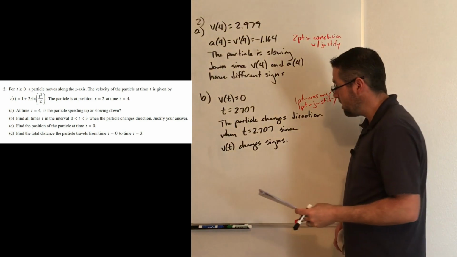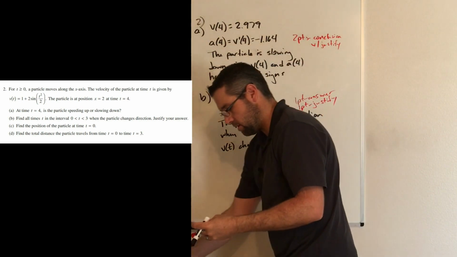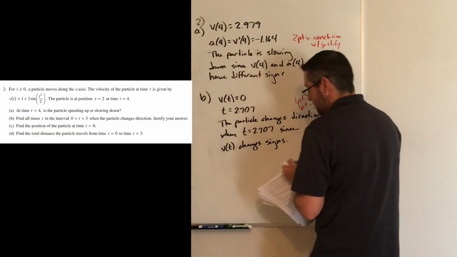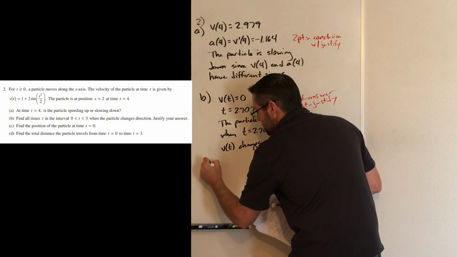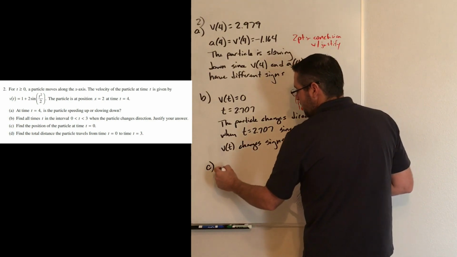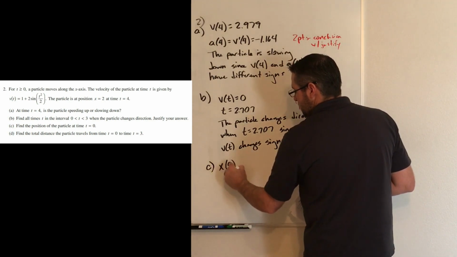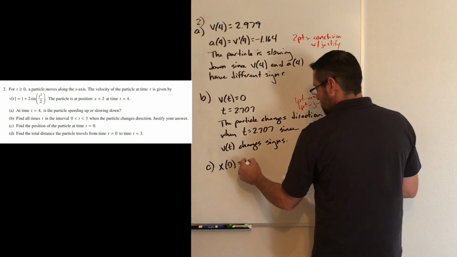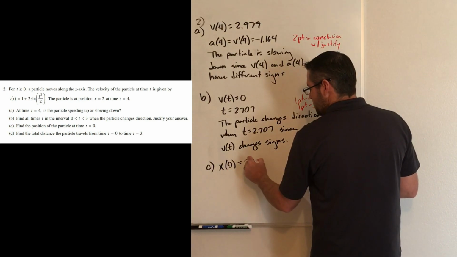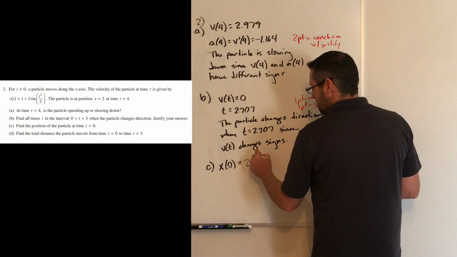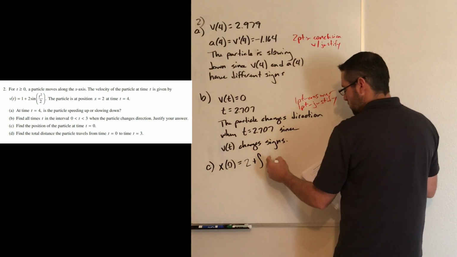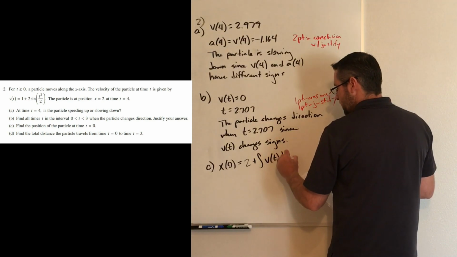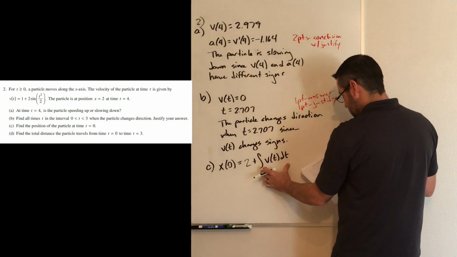Part C just says find the position of the particle when t equals 0. Well, remember, position when t equals 0 is equal to the initial condition, and it gave us that initial condition. The position was 2 when t equals 4. So it's the initial condition plus the integral of velocity. In other words, it's the initial position plus the displacement.